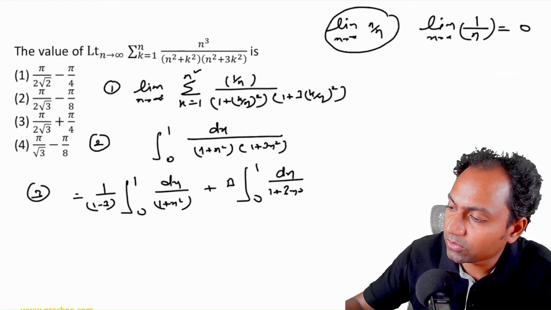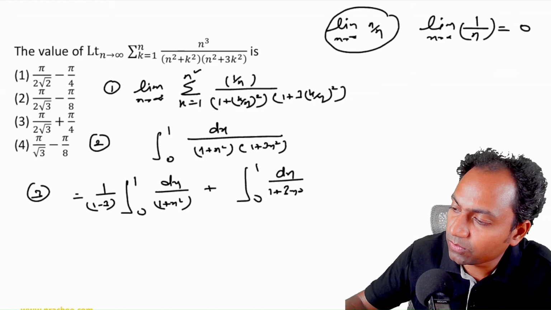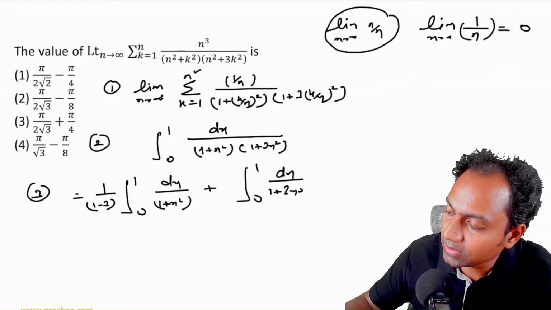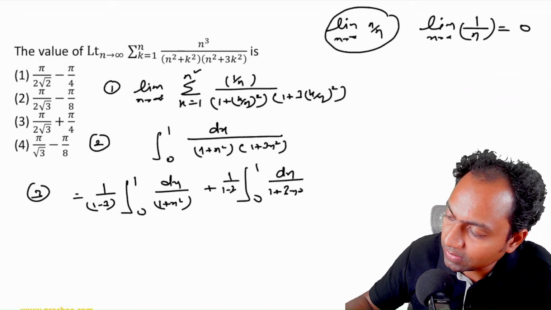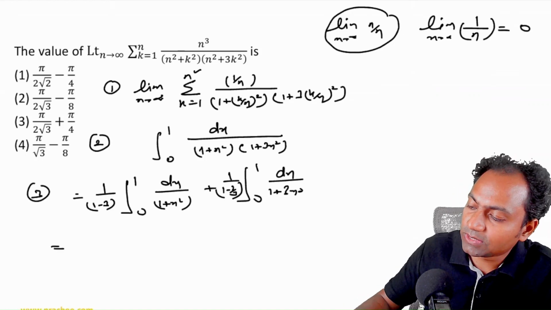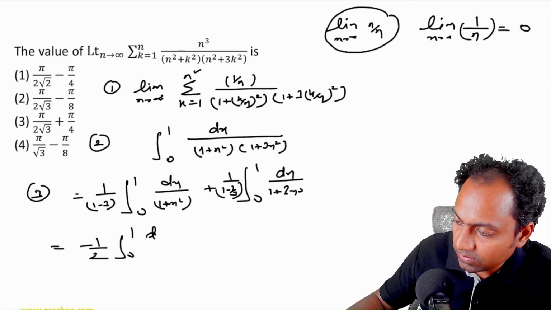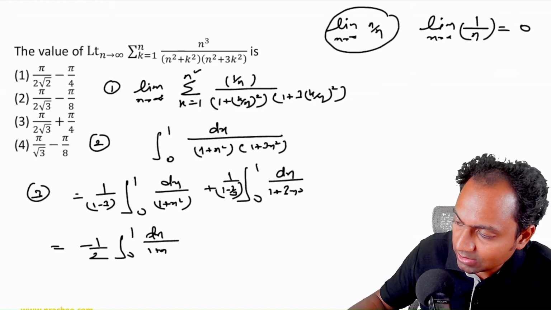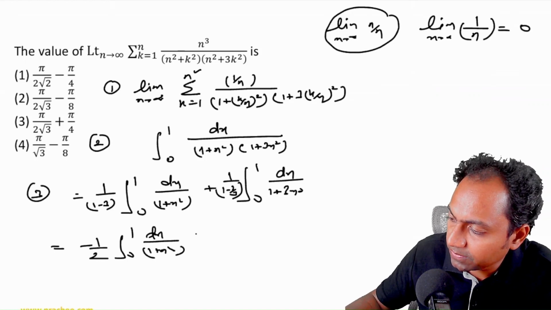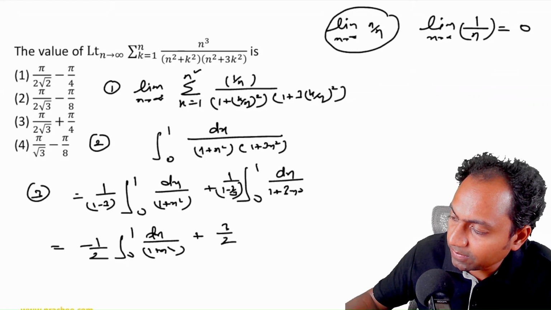And that is what we are going to get. In order to find b, we are going to put x square as minus 1 by 3. This becomes 1 minus 1 by 3. So if I simplify this, this becomes minus 1 by 2. Integration from 0 to x dx by 1 plus x square, very simple to find. And this becomes 3 by 2.